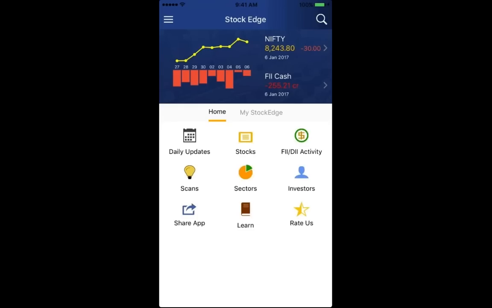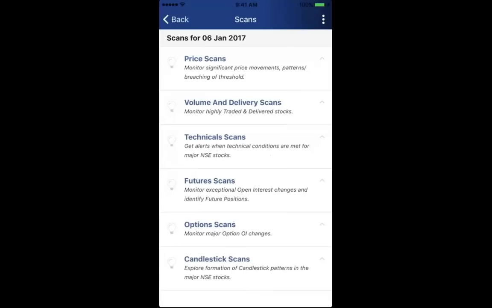Let's do that together. Let's go to the scan section. So I tap on scans. When I tap on scans, I see that there are various categories of scans over here. There are price scans, volume and delivery scans, technical scans, futures, options, and candlestick scans. There will be far more categories of scans coming your way in the future. We are working on them. But as of now, let's utilize what we have and try to get some good trading ideas. Let's say I go to the first one, price scans.